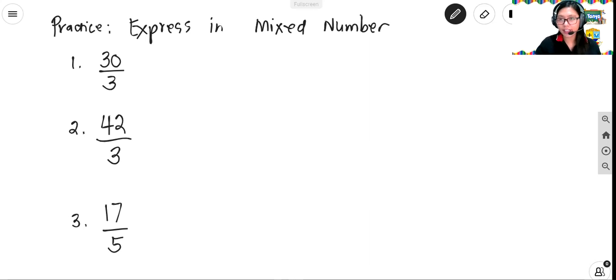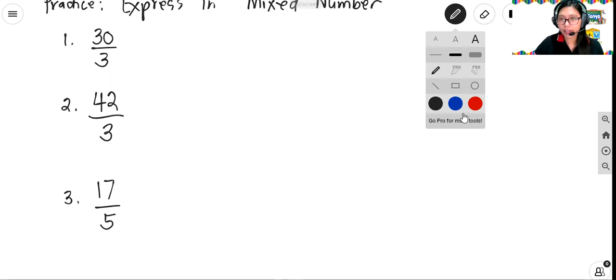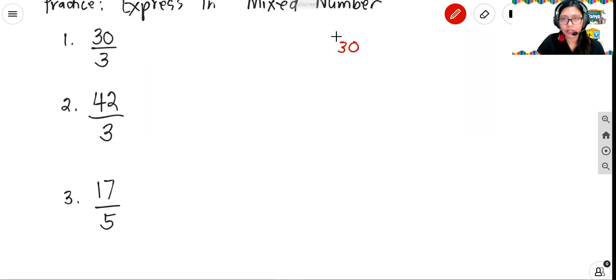Okay, so let's check if your answers are correct. I will use the red pen for the solution. So again, what is the technique in converting or expressing improper fraction to mixed number? We divide the numerator by the denominator. So we will have 30 divided by 3. So in this case, I can divide 3 divided by 3.